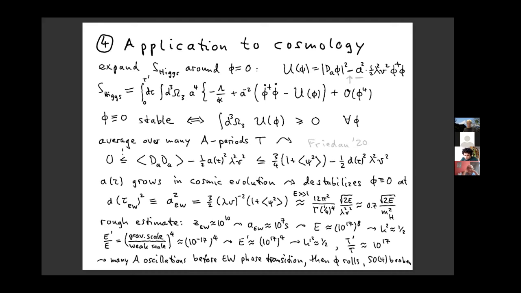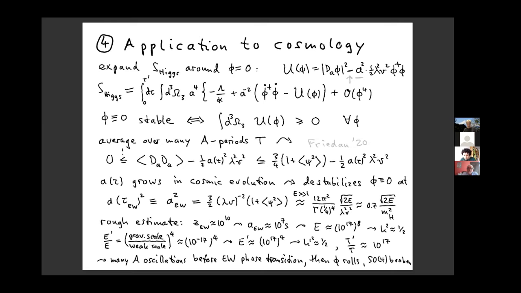And it turns out, though this was done by Friedan in a nice paper last year, that when you define the onset of the electroweak phase transition exactly at the scale factor where this stability is violated, then you can relate it to the energy of your mechanical system, E. And the energy in natural units, a dimensionless number, is huge. So you actually have a large number of oscillations.